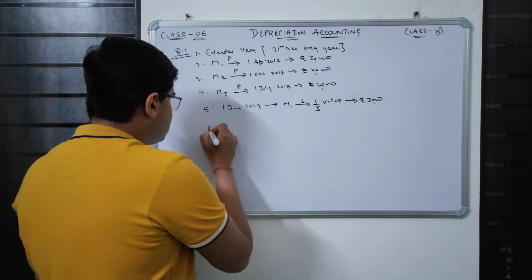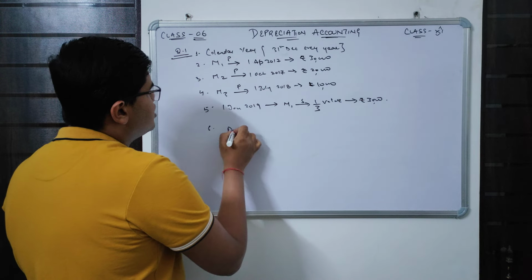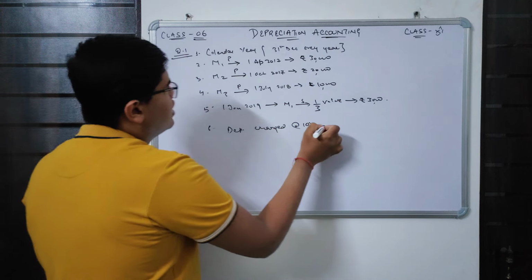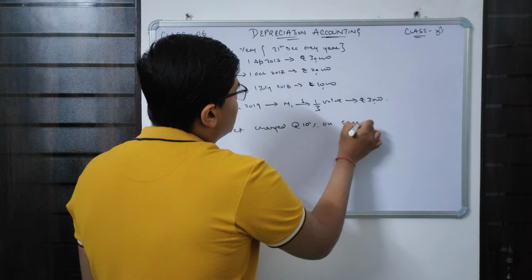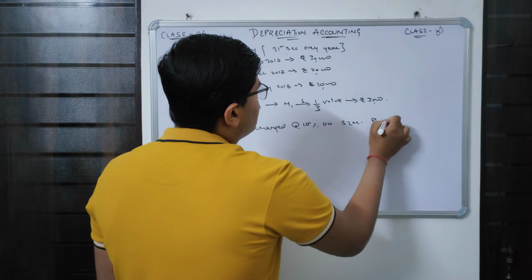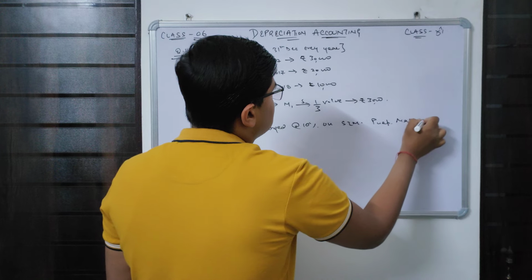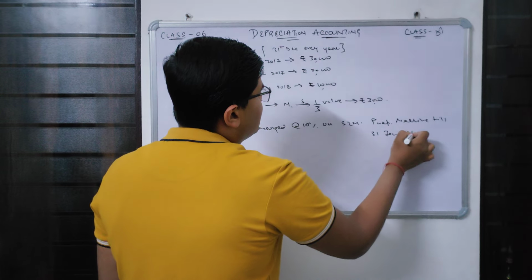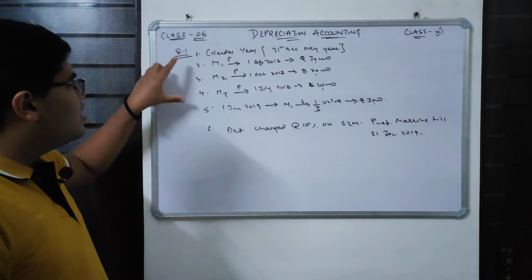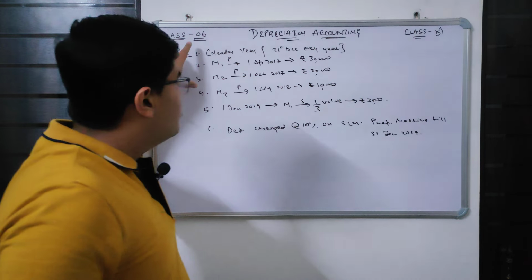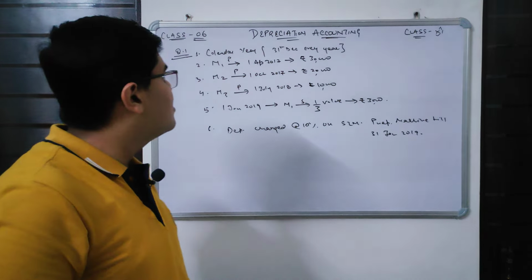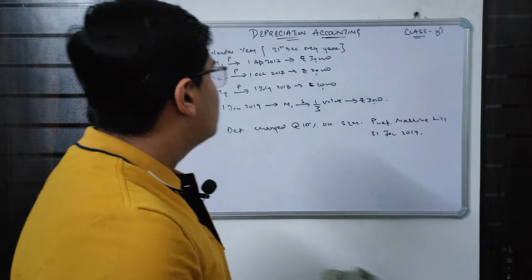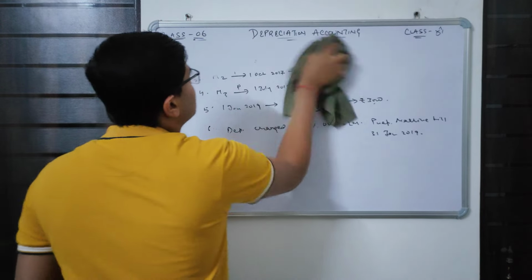And part 6 tells that depreciation is charged at the rate of 10% on the straight line method. So prepare the machine account till 31st December 2019. As the data is given in the question like this, according to that we have to prepare the account. So let's get started with the solution. You can take a screenshot of the question, pause the video, or write the question. Now I'm going to do the solution for it.